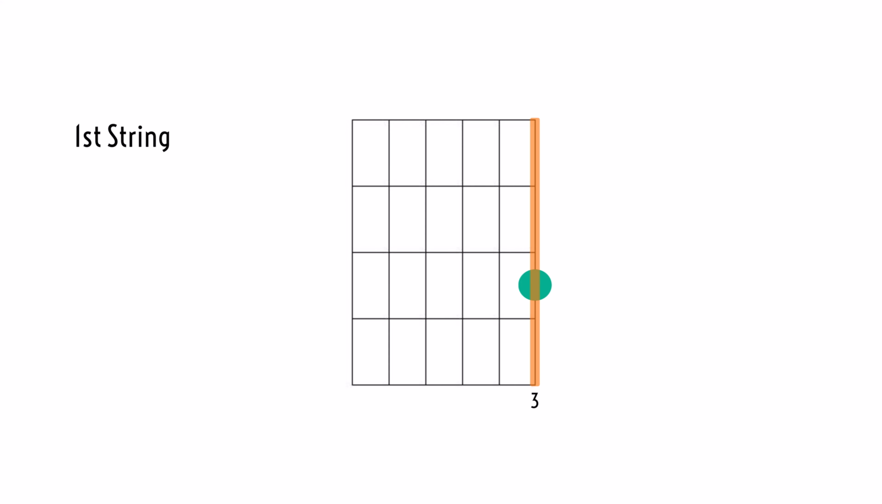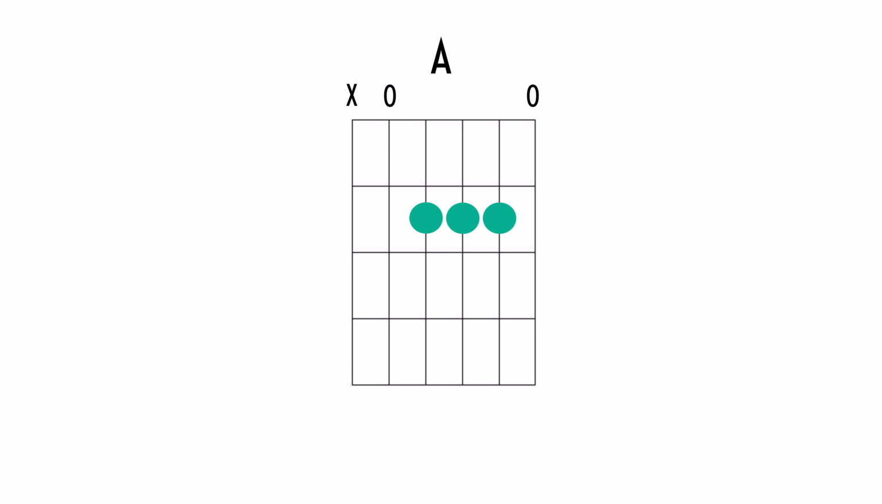So let's check out an A chord. On our far left, we have our 6th string, and that has an X over it, so we're not going to play that string. Our 5th string has an O over it, meaning that we're going to play that string open. Our 4th string is being fretted at the 2nd fret. Our 3rd string is being fretted at the 2nd fret. And our 2nd string is also being fretted on our 2nd fret. And then our 1st string, all the way over on the right, is played open.